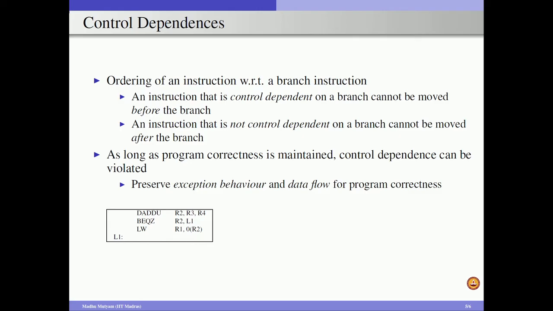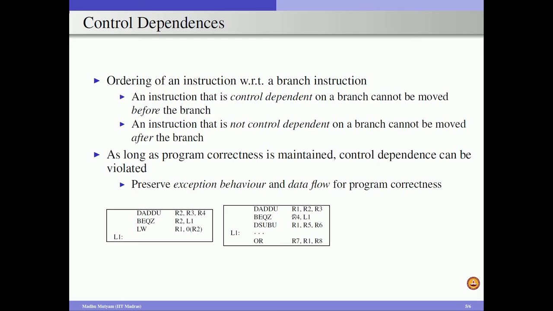In this case, the load instruction is actually dependent on the branch. So, according to our first point, it clearly says an instruction that is control dependent on a branch cannot be moved before the branch. When we consider another example, see here an add instruction which is writing the value to R1, and there is a branch instruction which is comparing whether the R4 content is equal to 0 or not.